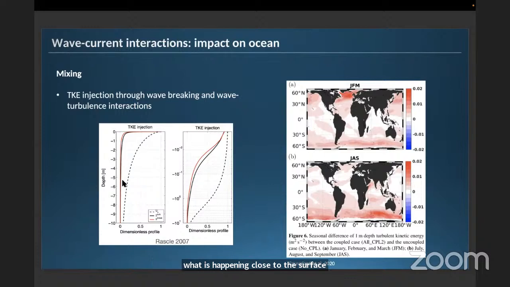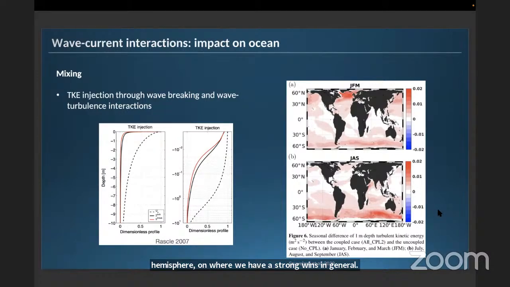And in dashed line, it's the Stokes drift, and then it's the part of turbulent energy and breaking that is induced by waves. And on the right-hand side, you have maps of the 1 meter depth turbulent kinetic energy in the NEMO model, and the difference between coupled with waves and uncoupled, so no impact of waves in the ocean model, for 2 seasons. And you can see that there is obviously a strong impact on turbulent kinetic energy, especially in the winter hemisphere, where we have strong winds in general at these seasons.